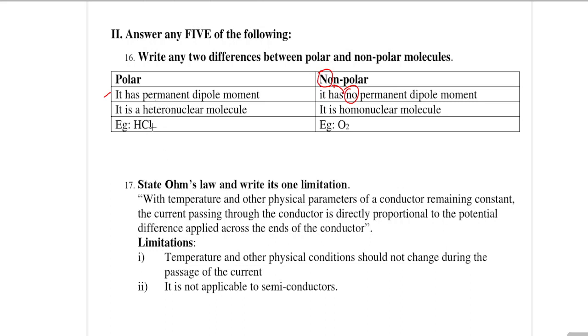Again, difference is it is heteronuclear. This is homonuclear. Hetero means different atoms will form a molecule. Example is HCl. There is hydrogen plus chlorine which form a molecule. Here it is two oxygen atoms forming a molecule. Since the molecule has same types of atoms, it's called homonuclear. Homo means same type, hetero means different types. Remember, at least the first 2 points.